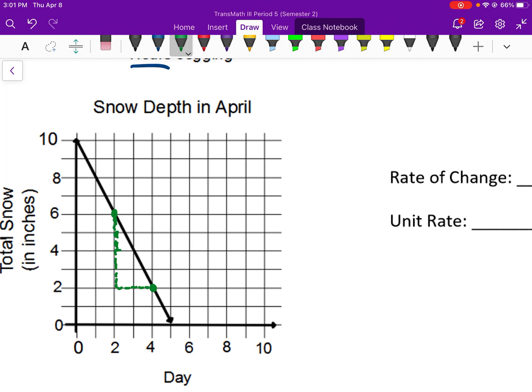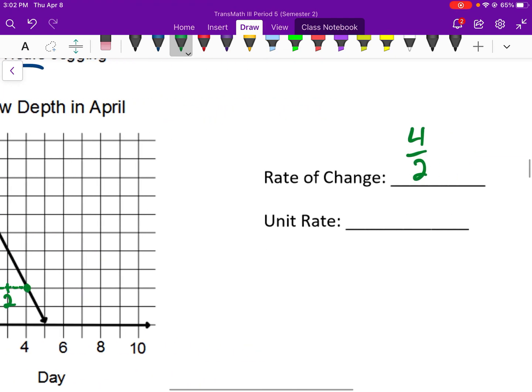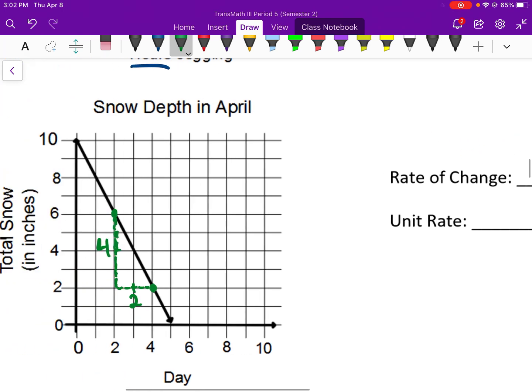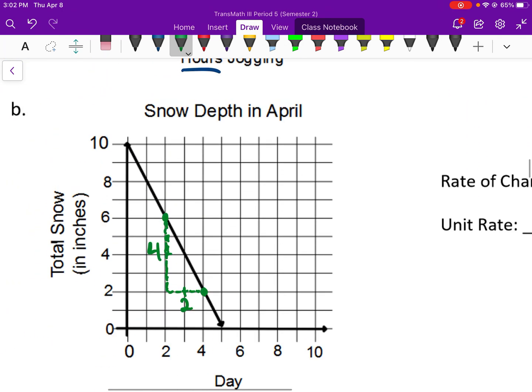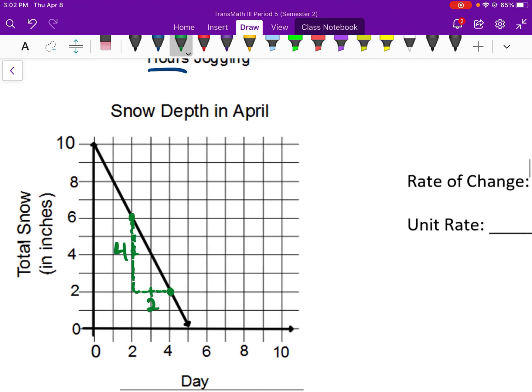Okay, if we go with that bigger right triangle, we're going 1, 2, 3, 4. We got a vertical change of 4 and a horizontal change of 1, 2. Okay, so that rate of change is 4 over 2. And vertically, we're talking about inches. Horizontally, we're talking about days. Okay, we're talking about snow depth in April. Now, that is your rate of change.